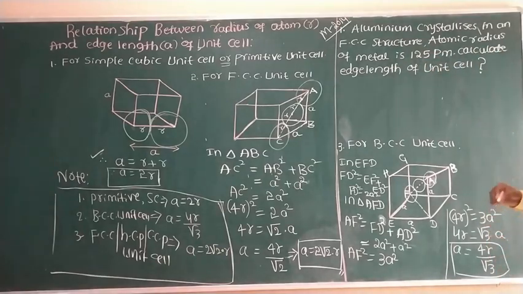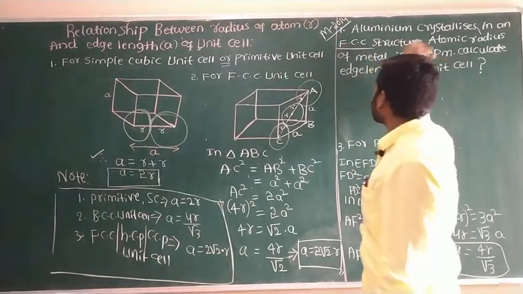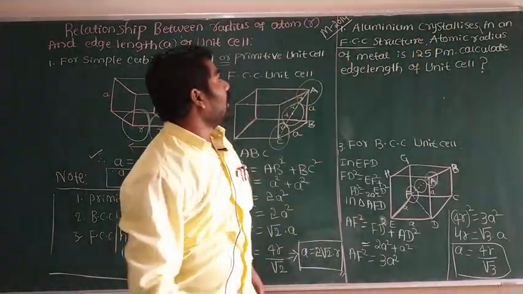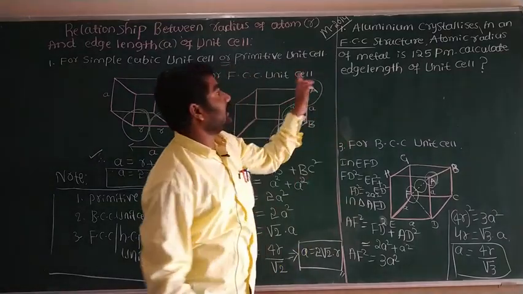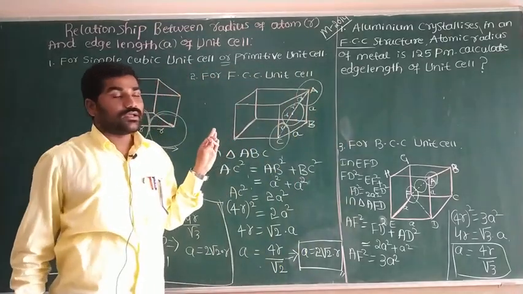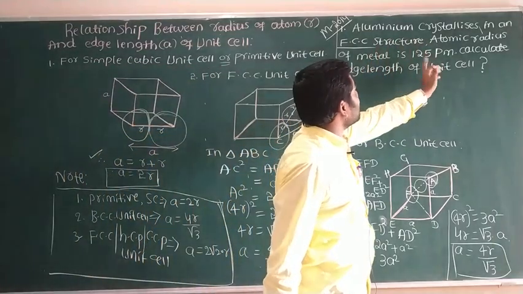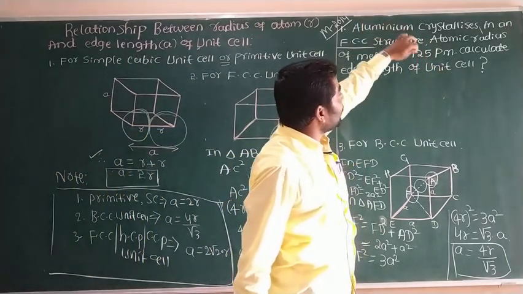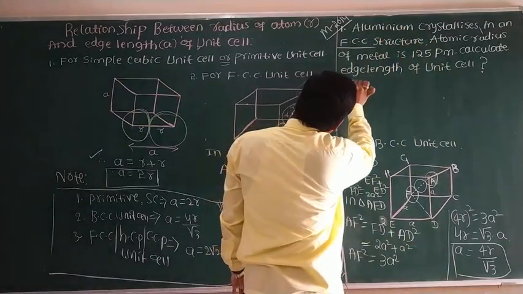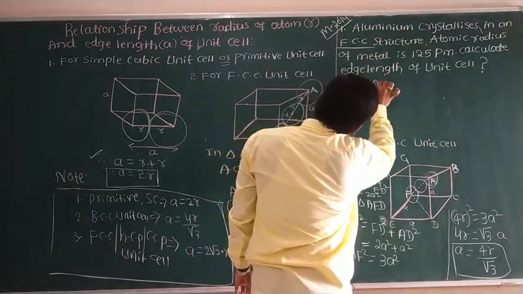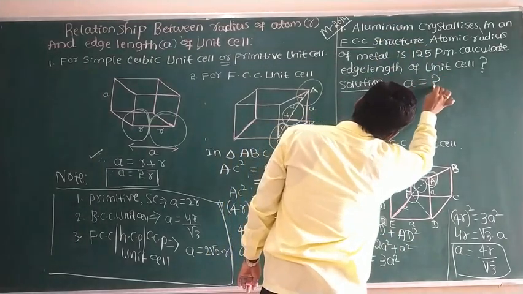So what is the type of structure? What is the type of crystal structure given? FCC structure. So aluminum crystallizes in an FCC structure. Therefore the type of the structure, crystal structure or unit cell is the FCC unit cell. Atomic radius of the metal aluminum is given, that is 125 picometer. Then calculate the edge length of the unit cell. What do we have to calculate? We have to calculate the edge length of the unit cell.